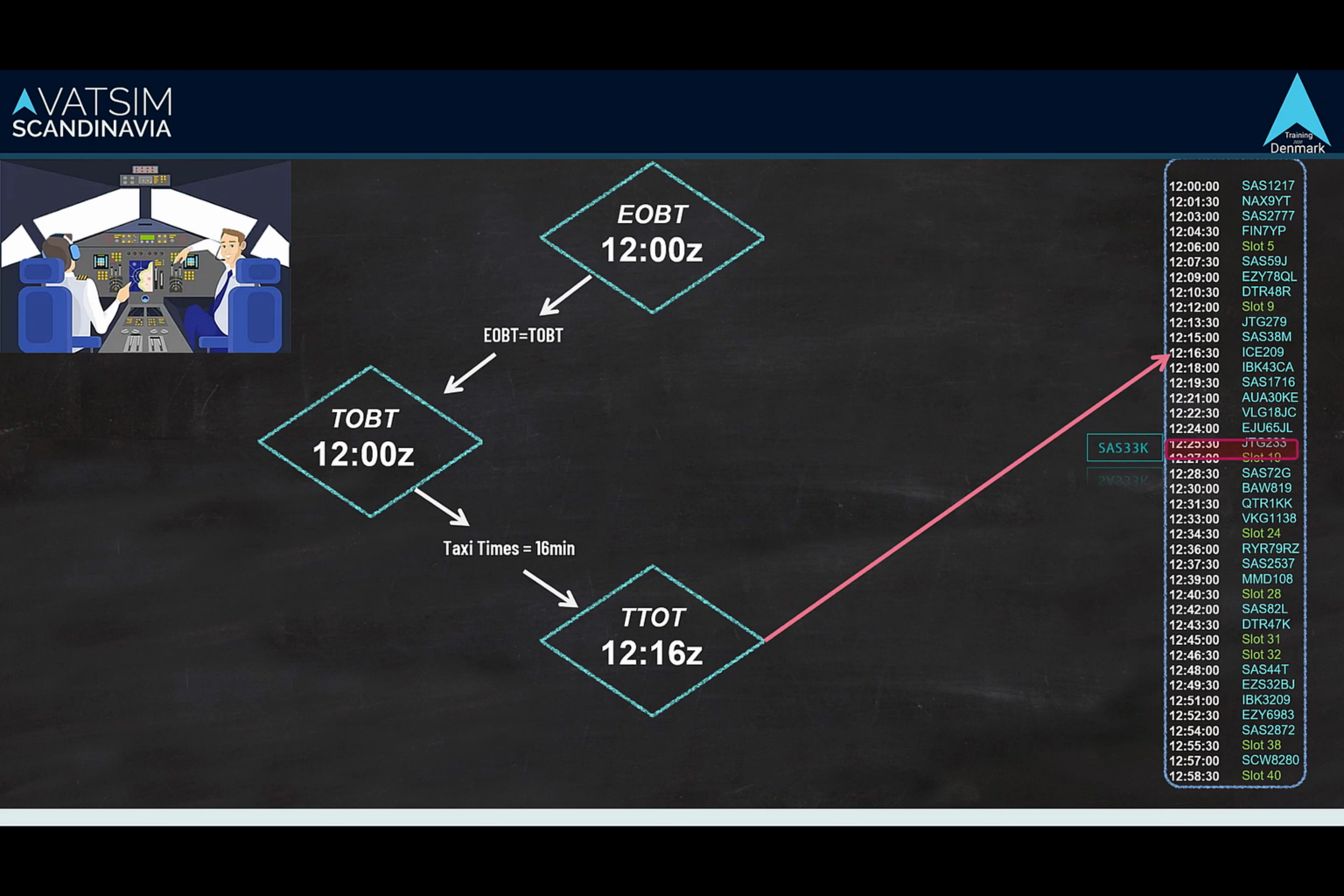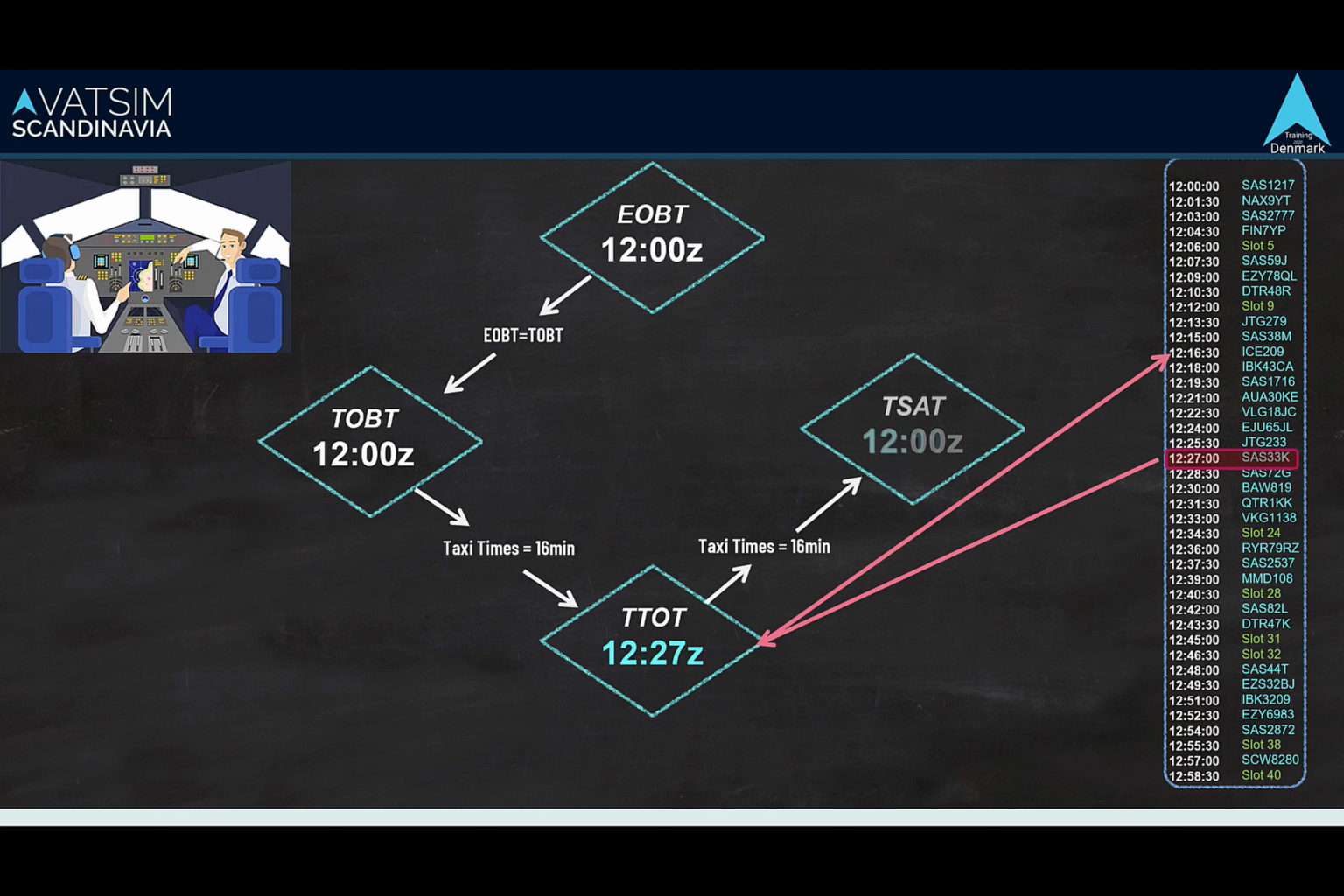So as we go down the list, we see the next available slot for takeoff is at 12:27. So the system puts him there for a new TTOT of 12:27. Calculates the 16 minutes back, which is still the taxi time, which gives him a new TSAT now at 12:11, meaning now instead we have a total delay of 11 minutes to flow manage. This is basically what goes on behind the scenes.